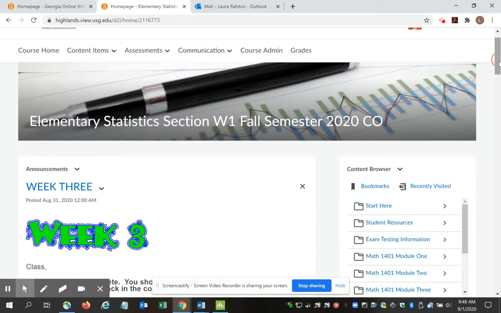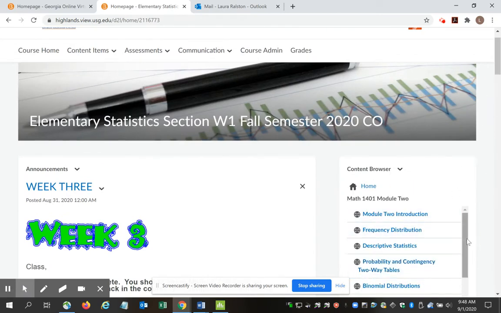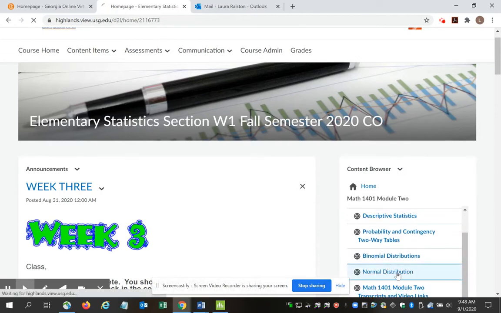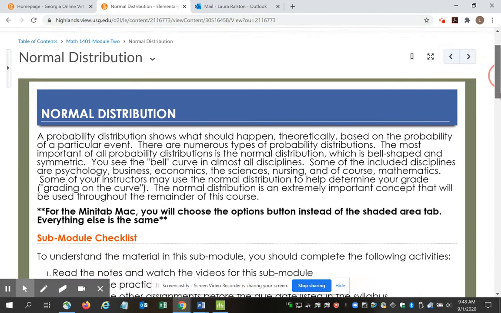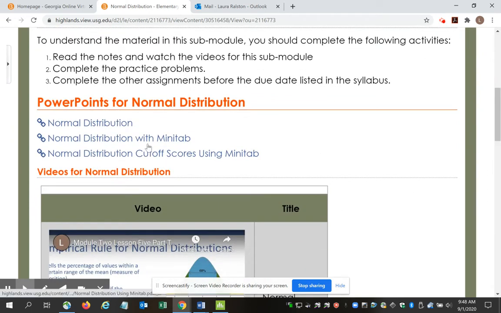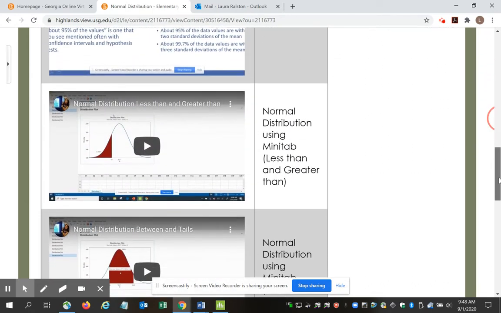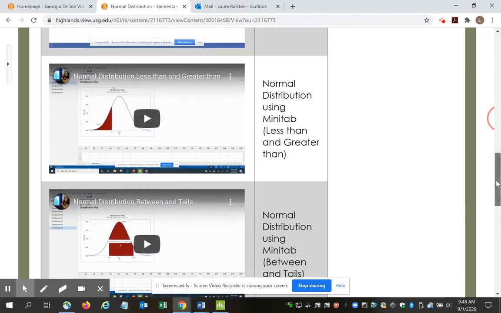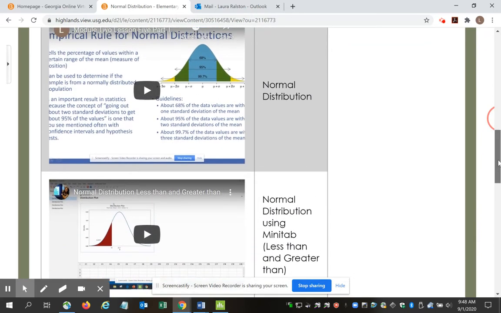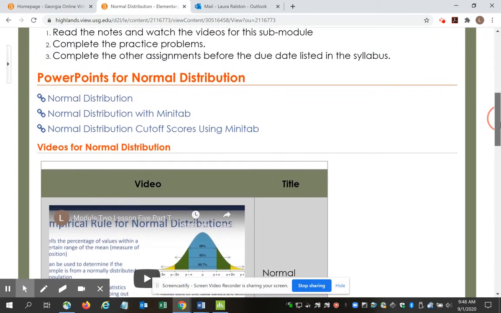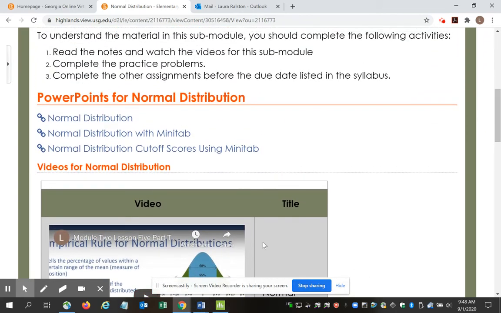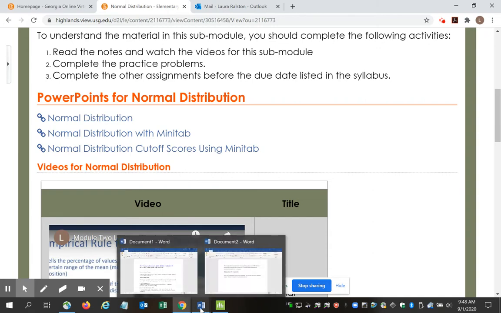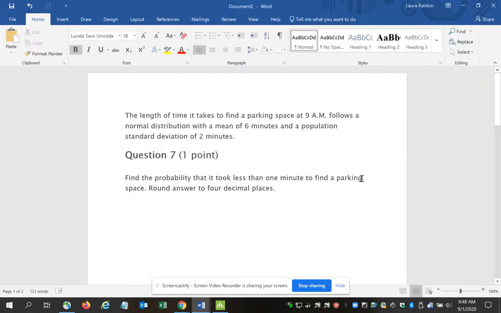There is already inside D2L a video that will show you how to use Minitab. If you go into the D2L course under Module 2, and down to the lesson on normal distribution, you should see a link to the PowerPoint normal distribution with Minitab, and then there are several corresponding videos that walk you through how to enter the information into Minitab. So I would encourage you to view those even before you start trying to work through the problems.